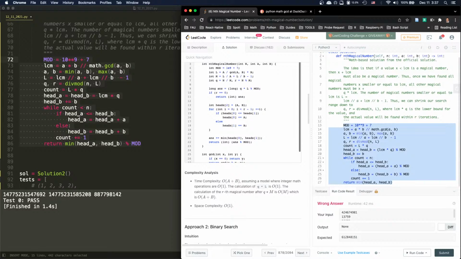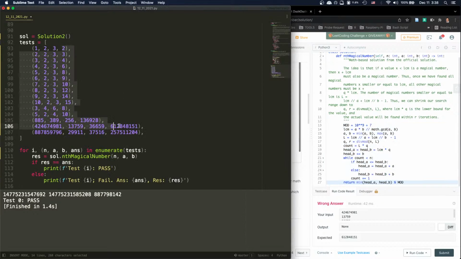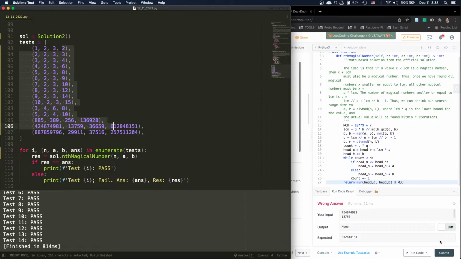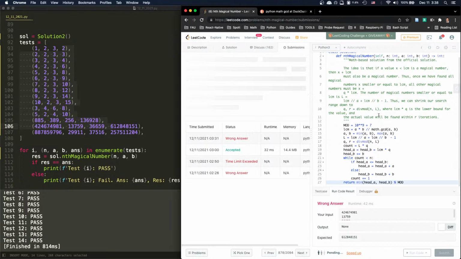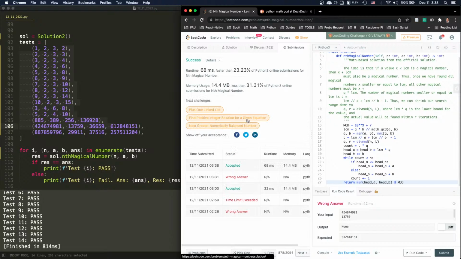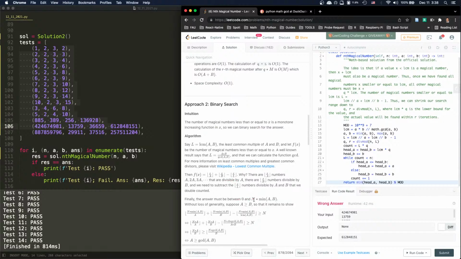Double check one more time all the previous solutions. Yep, works. All right, this one shall be right. There we go. All right, last one. All right, binary search. Let f(x) be the number of matching numbers less than or equal to x.